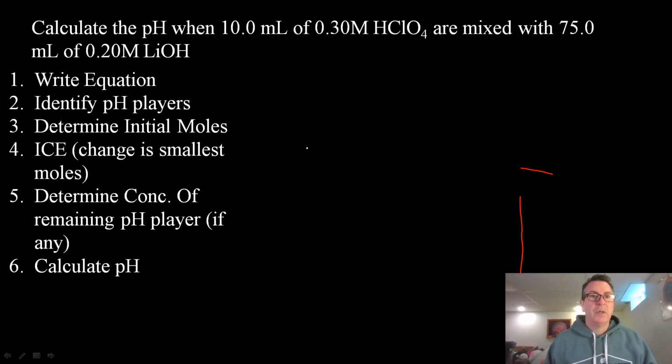Hello, in this video, we are going to take a look at a pretty common problem, and that is finding the pH of an acid-base mixture. In this particular case, we're going to be looking at a strong acid with a strong base. And sometimes you end up with a pH of 7. That's if you're at the equivalence point. This particular example is not at the equivalence point.